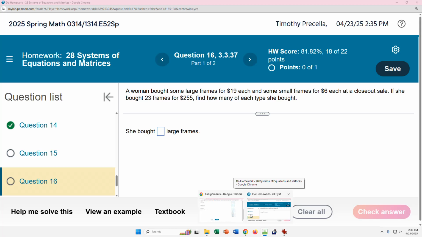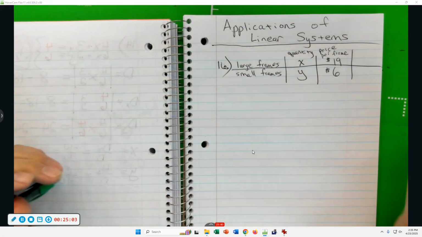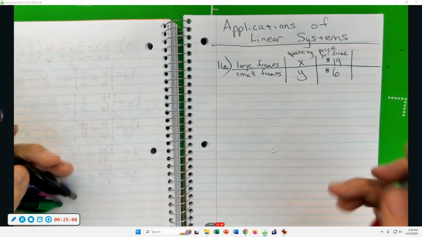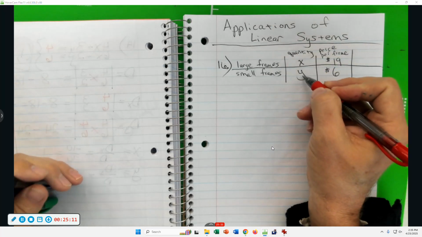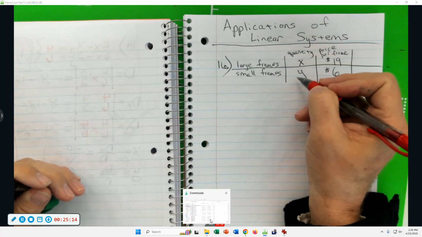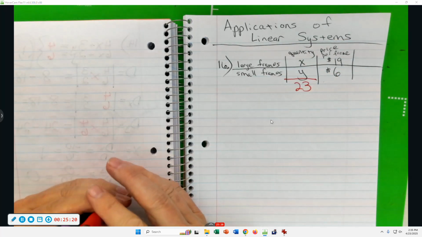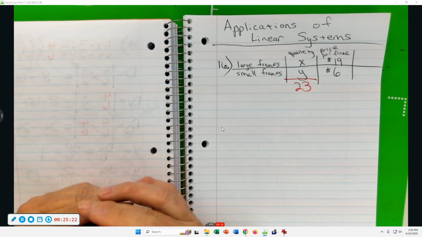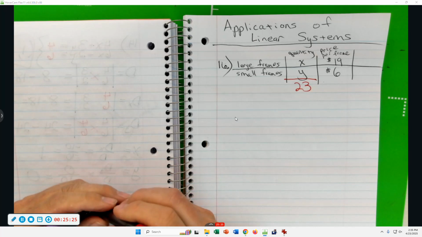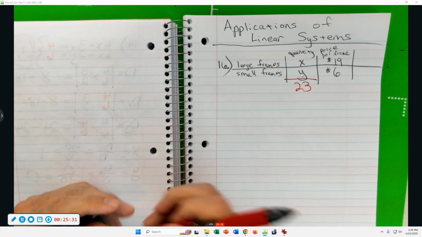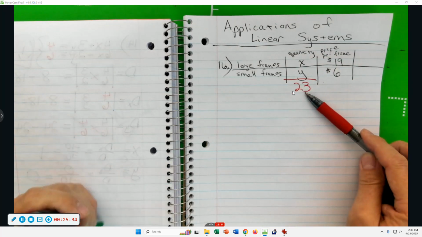What have we not used? They give us some totals. She bought a total of 23 frames. Switch back to my paper. 23 is a total of the number of frames, the quantity. If you take, she bought X large and Y small. If you total those two, it had better equal 23 frames total. Any questions on my logic there? Because once we get this table made, we'll have the equations almost just staring at us. Like, could she have bought 10 large and 10 small? No. Because it has to total 23.